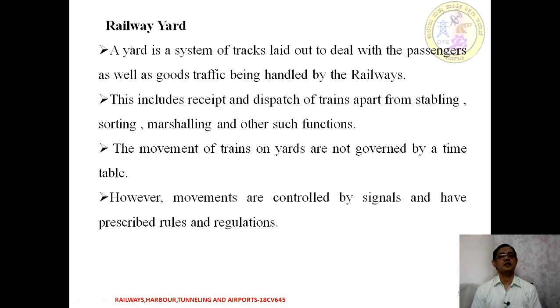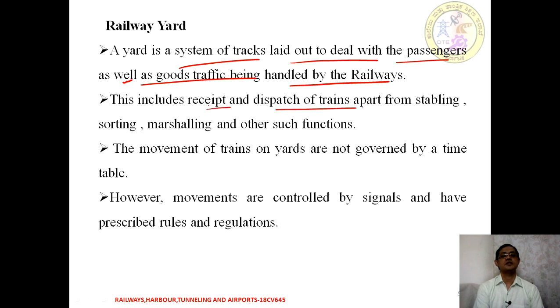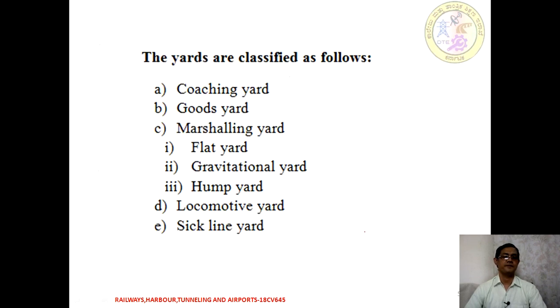Next, one more terminology we are repeatedly using is called a railway yard. A yard is a system of tracks laid out to deal with passenger as well as goods traffic handled by the railway. This includes the receipt and dispatch of trains, apart from stabling, sorting operations, marshalling and other such functions. The movement of trains in the yard is not governed by the timetable. However, the movements are controlled by signals.